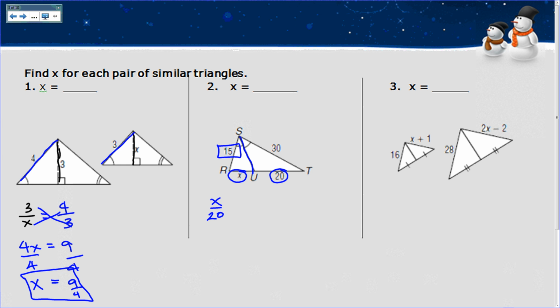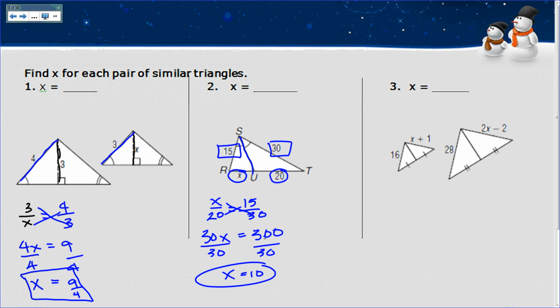Therefore, this side is going to pair with this side. So I'm going to pair the 15 with the 30. And then I'm going to set them equal and cross multiply. So I go this way, so I get 30x equals 20 times 15, which is 300. So then if I divide both sides by 30, I get that x is 10. So this would be 9 over 4. This one's going to be 10.